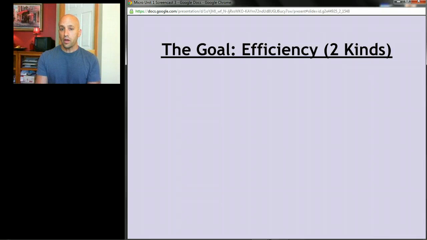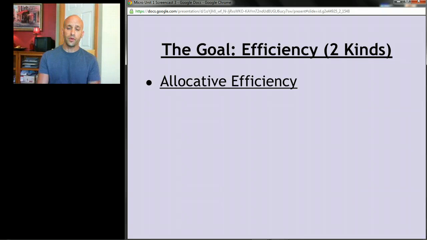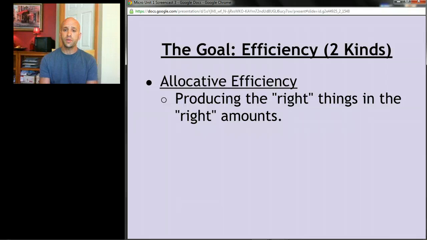All right, now the goal in economics is efficiency, and that means 2 separate things, 2 different kinds of efficiency. The first kind of efficiency we already talked about. It's called allocative efficiency. Think of that as producing the right things in the right amounts. So the perfect amount of stuff for society. We looked at that in marginal benefit and marginal cost terms. So you can think of that as producing anything up to the point where the marginal benefit that society is going to get from it is equal to the marginal cost.